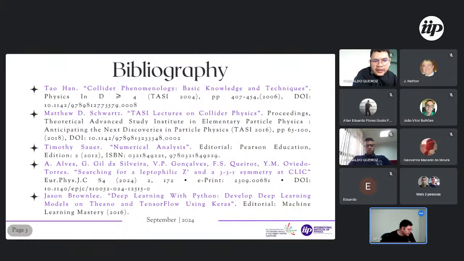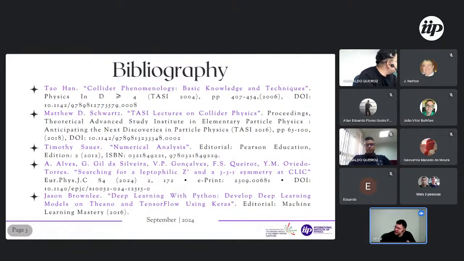And the following paper is the paper whose results we are going to reproduce, searching for an electrophilic Z prime and the 331 symmetry using CLIC. In that paper, we are going to find the best region in CLIC, the Compact Linear Collider, in which we can find a new Z prime from the electrophilic model and from the 331 symmetry with right-handed neutrinos. So we are going to reproduce the results of that paper.